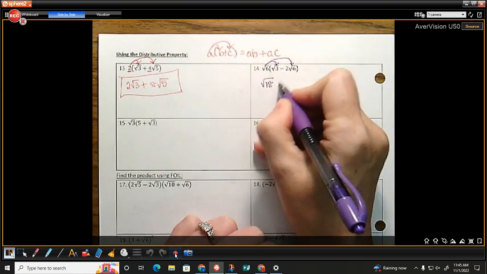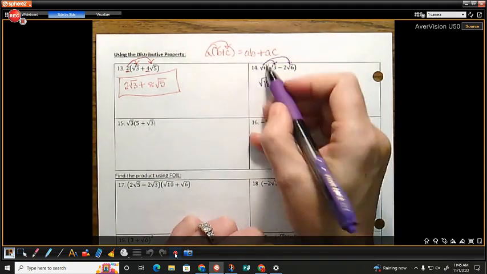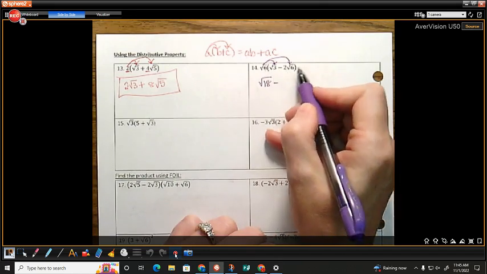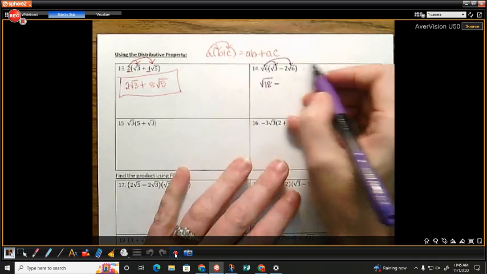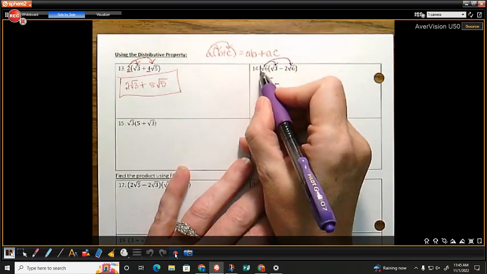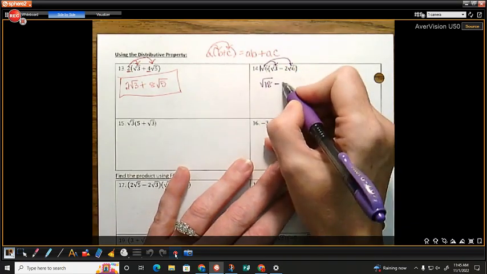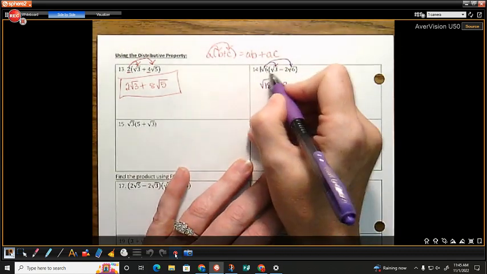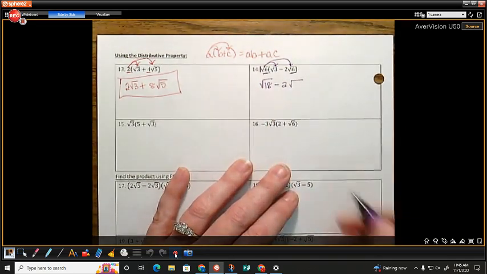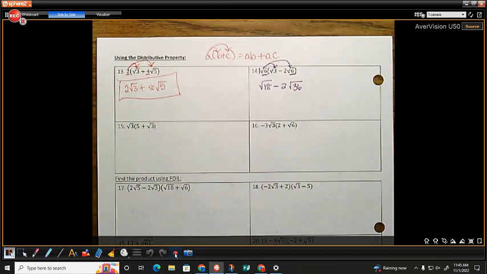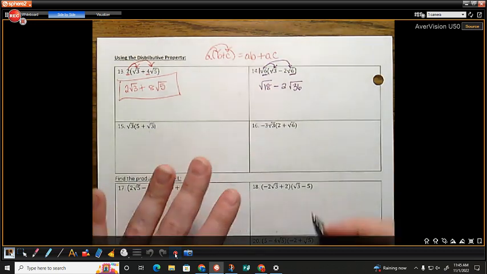And then there's a minus sign. And what's root 6 times 2 root 6s? Minus 2. So you think about your outside numbers. I've got a 1 times a 2, which is just a 2. And then underneath the radical, I've got a 6 times a 6, which is 36. Don't try and get ahead of yourself and predict what it's going to be. Just put the stuff down.